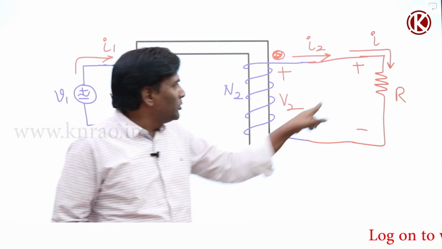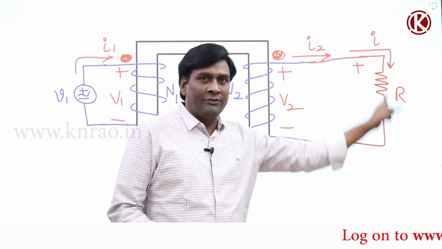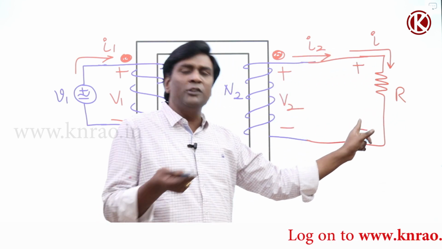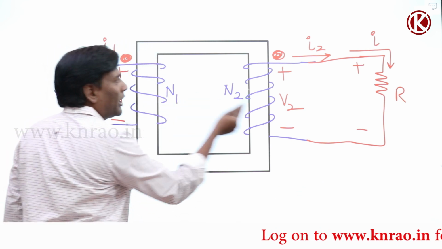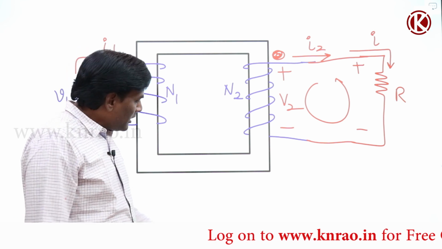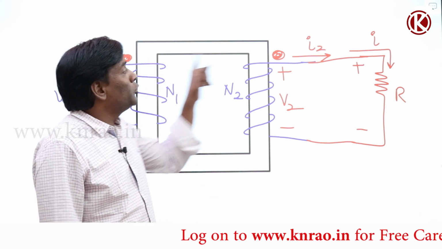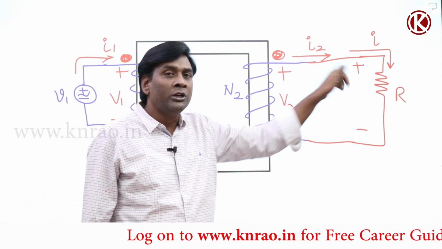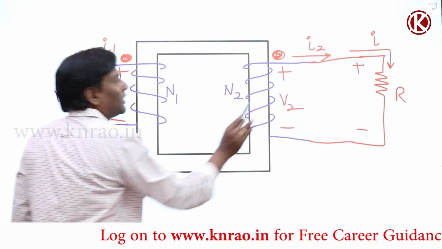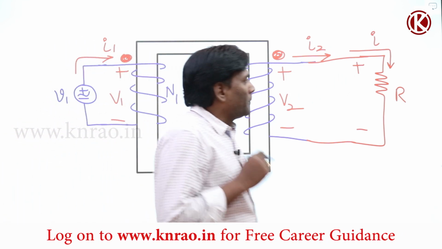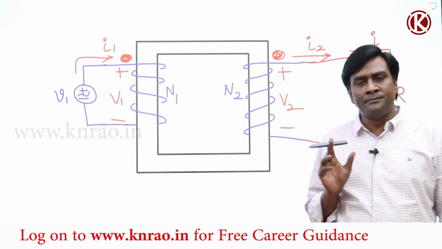Maybe if they ask you in the problem how much is I2 in this direction, under that condition a negative term will come. If I1 is positive, I2 is going to be negative if I consider this direction. Or if I1 is positive, I2 is also going to be positive if you consider current entering into the dot and current leaving from the dot. Getting my point, right?